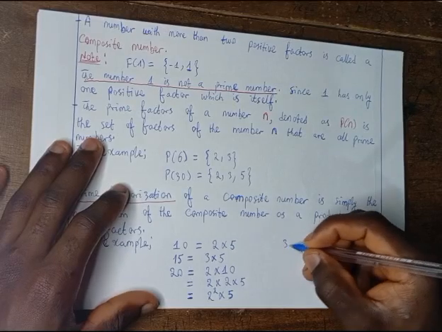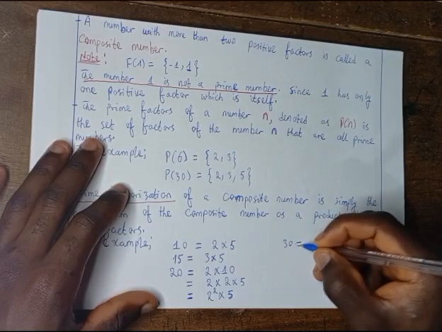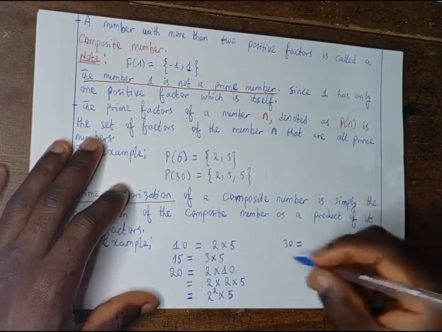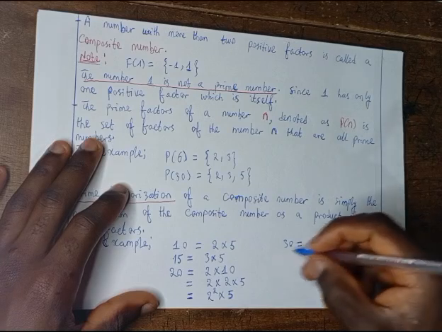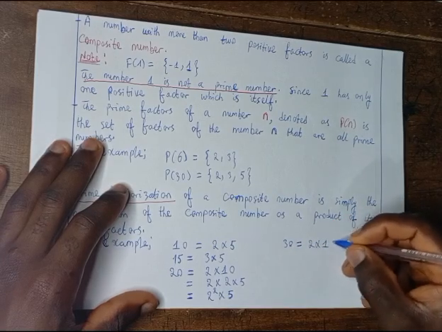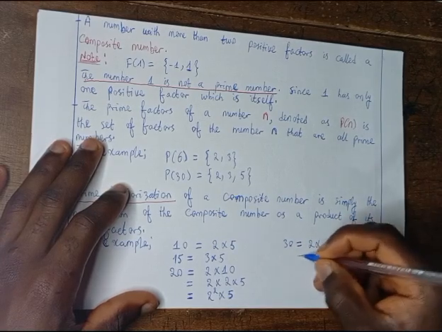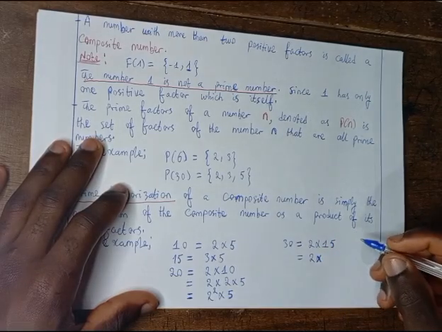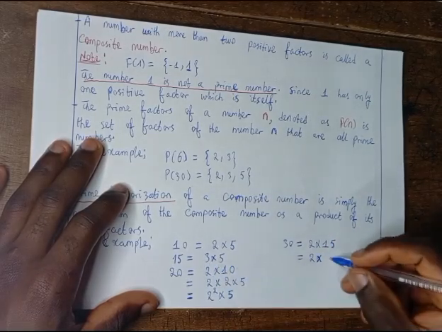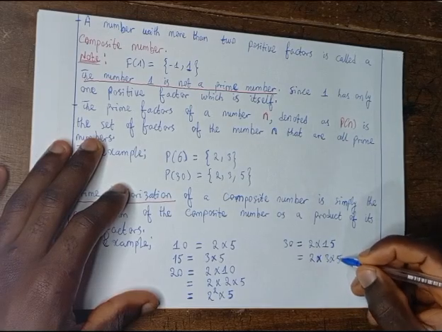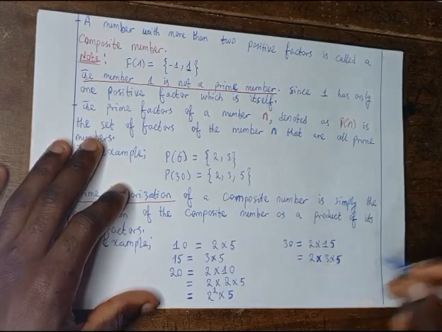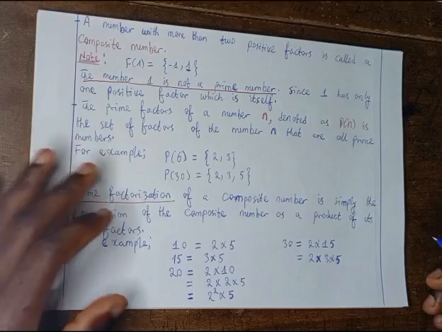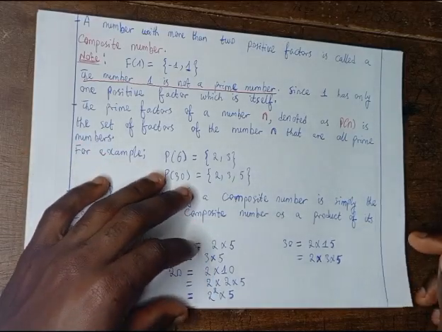Now if we take the number 30, we know 2 is a prime factor of 30. 2 times 15 gives us 30. This will simply be equal to 2 times, 15 as a product of its prime factors will give us 3 times 5. 2 times 3 times 5 is the prime factorization of the number 30.